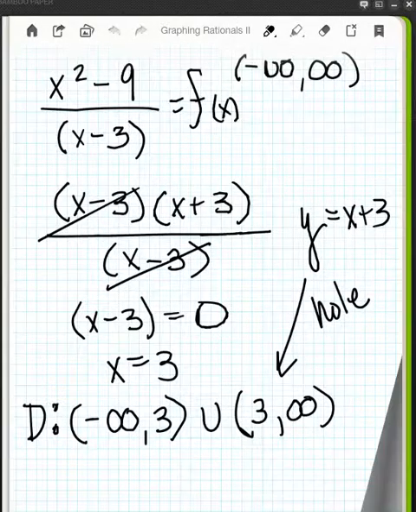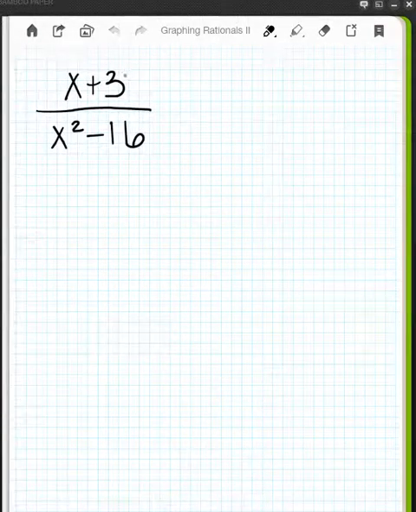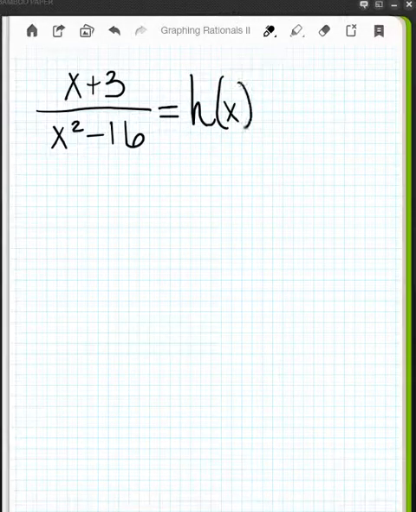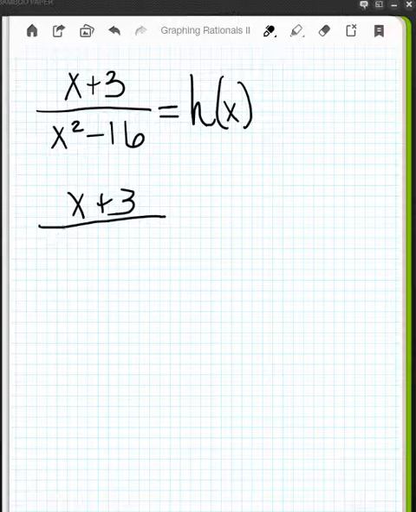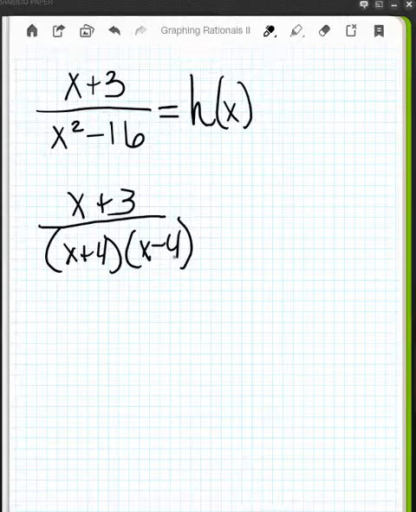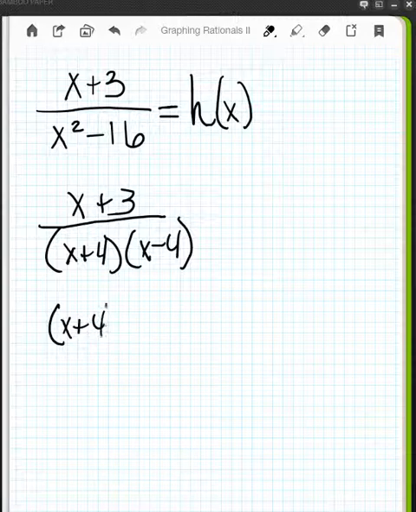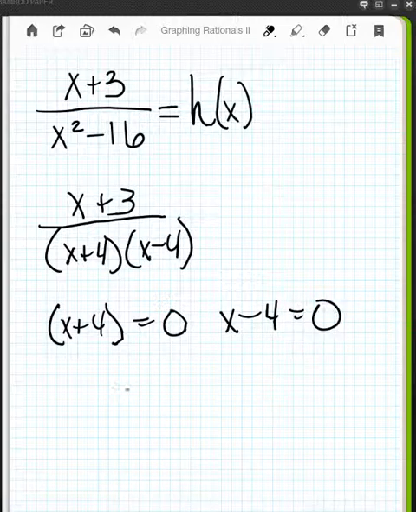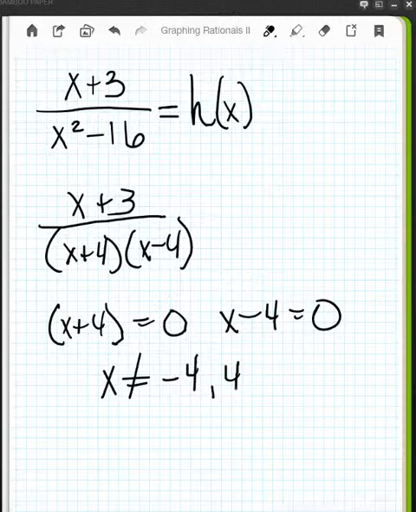All right, let's look at another example. Here we have a polynomial in the denominator. We'll let this one be h of x. So we're going to factor our denominator. We get x plus 4 and x minus 4. That means we will set each of these equal to 0 in the denominator. x plus 4 equals 0. x minus 4 equals 0. And so x cannot equal negative 4 or 4.